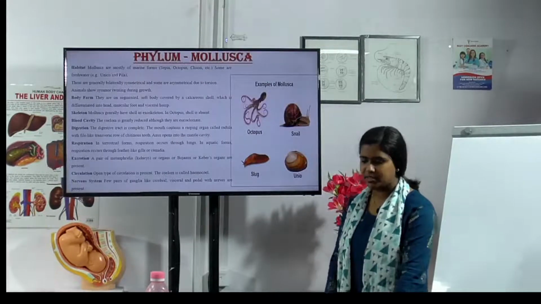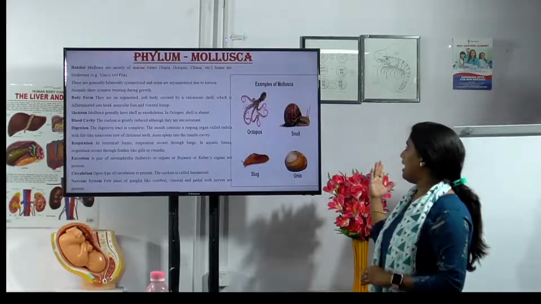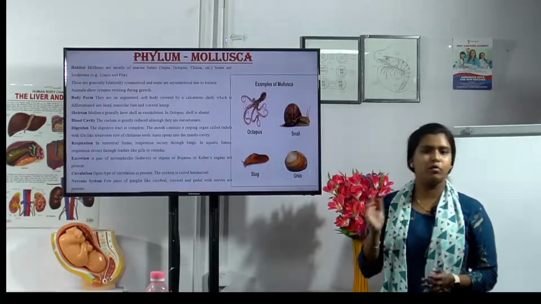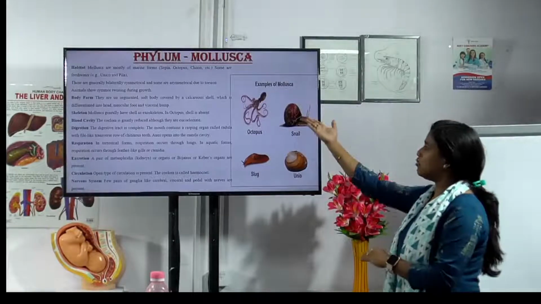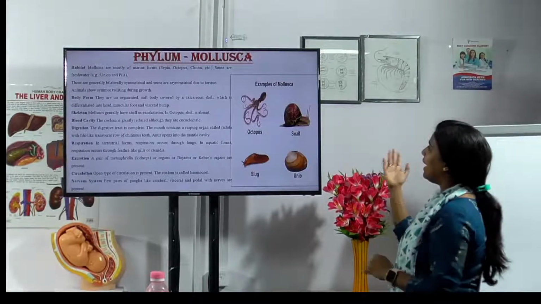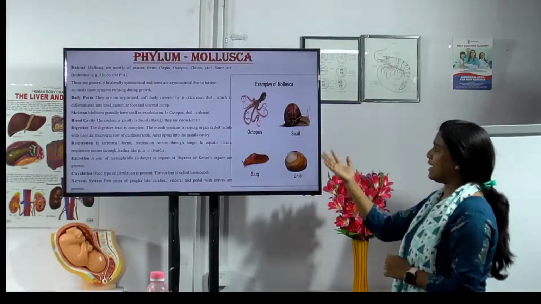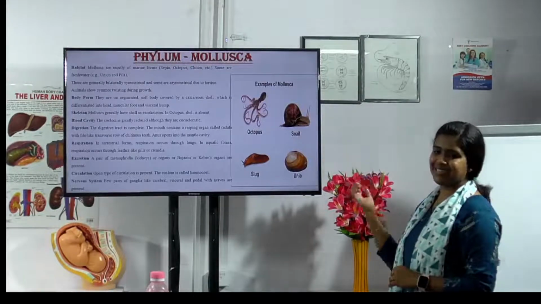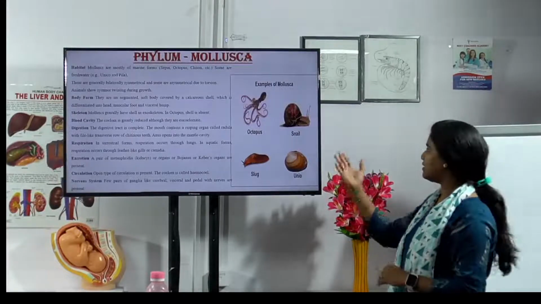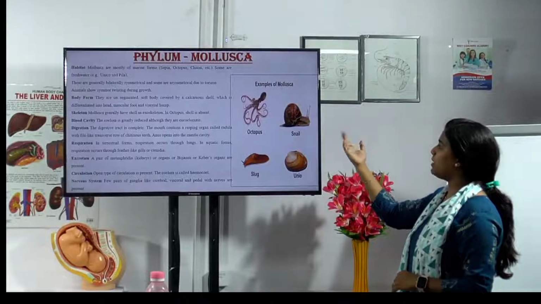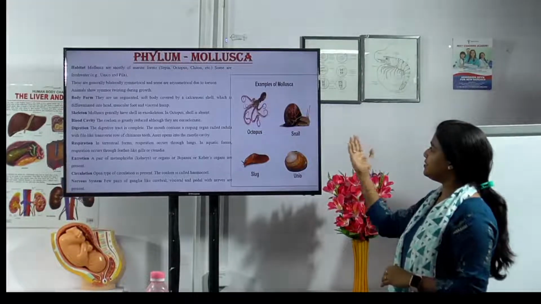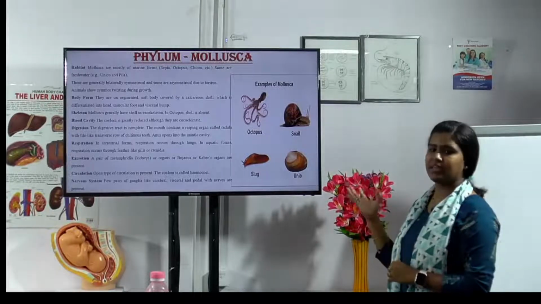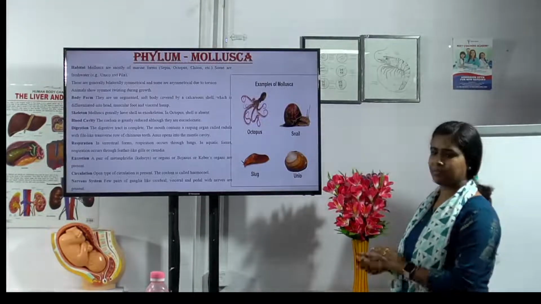Okay, the next phylum is Mollusca, with examples like octopus. Mollusca means having a shell. These are mostly marine forms, and some are freshwater also. They are bilaterally symmetrical, and also asymmetrical due to torsion. The body is unsegmented, soft, and covered by a calcareous shell, differentiated into head, muscular foot and visceral hump. The skeleton is the shell, an exoskeleton. In octopus the shell is absent. How does an octopus look?